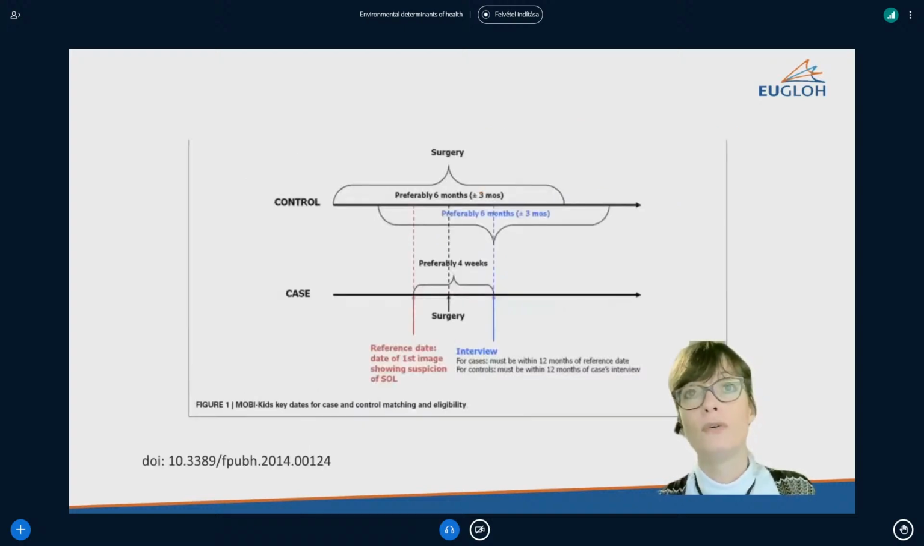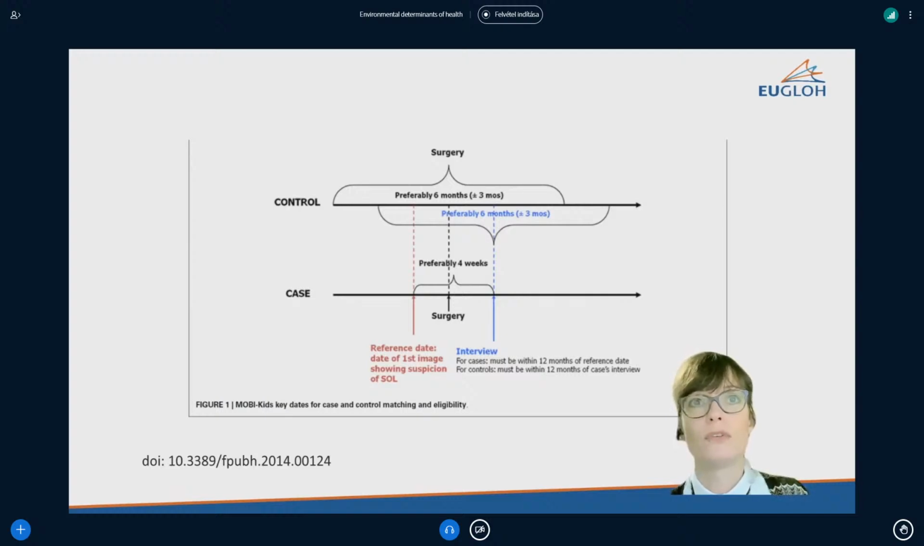In order to reduce information bias, cases and controls could only be included if they were within a small time interval after the surgery or after the diagnosis. This way, the researchers were hoping that cases could remember well the time before the diagnosis.